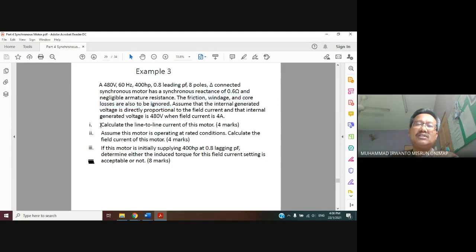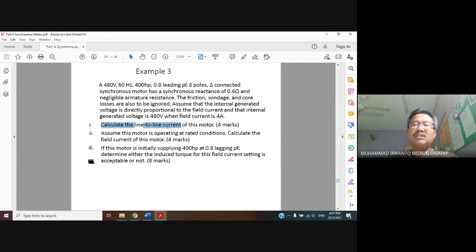Okay, question 1, calculate the line current of this motor. 2, assume the motor is operated in the rated condition. Calculate the field current of this motor. If the motor is initially supplying 400 HP at 0.8 lagging power factor, determine the induced torque for this field current setting. Okay, first, calculate the line current.